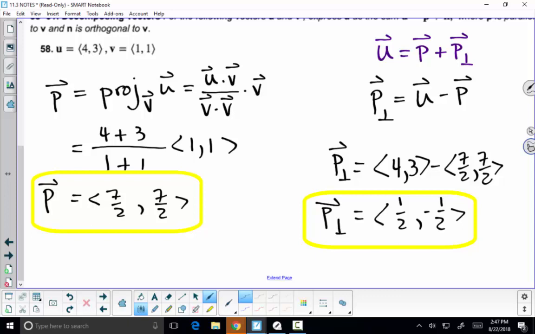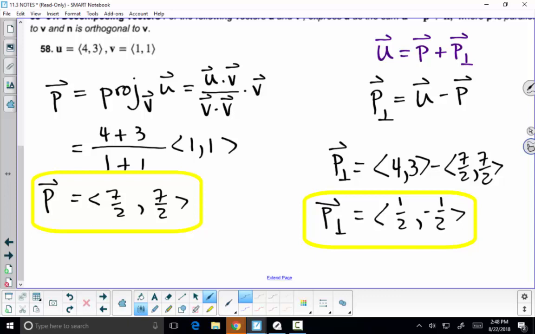So in practice, the problems aren't that complicated. It's just sort of getting all that notation. Cal 3 is a ton of just notational soup that you just got to sort of play with and move stuff around. Any questions on finding p or p perp?